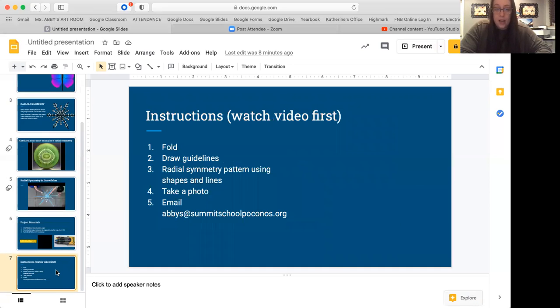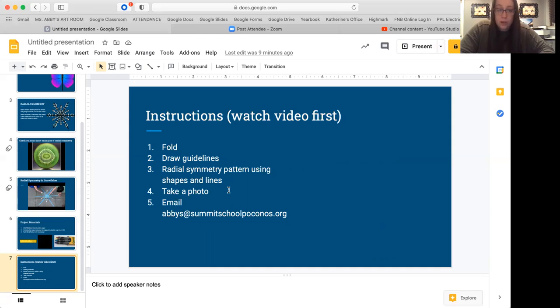And on the last slide is going to be a video that I will upload here with the step-by-step directions and myself doing the demonstration for the project today, how to do it, how to fold your paper, how to draw your guidelines. I'll show you my example of my radial symmetry pattern for my snowflake.